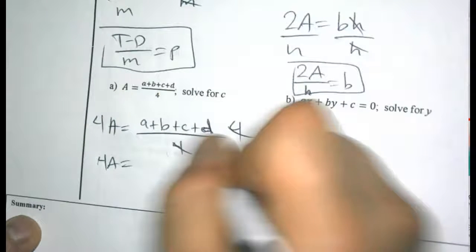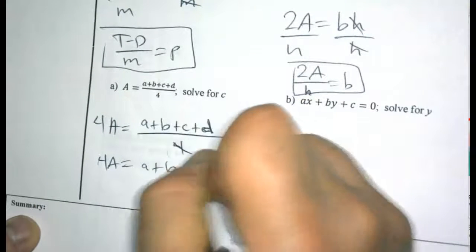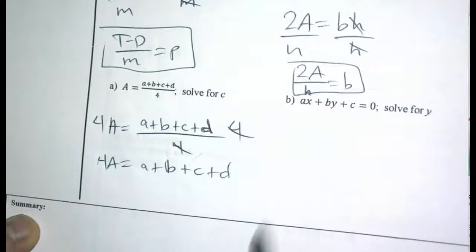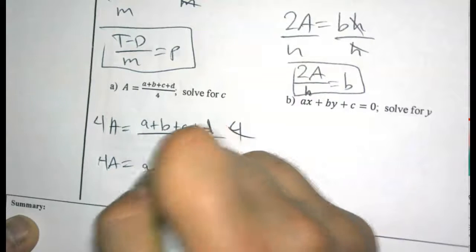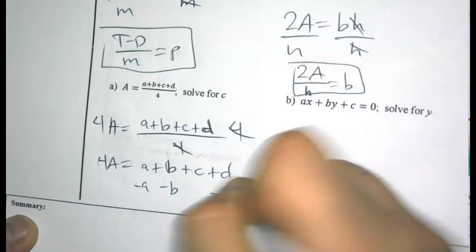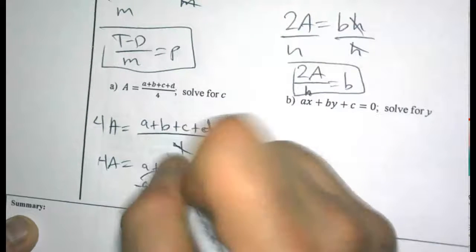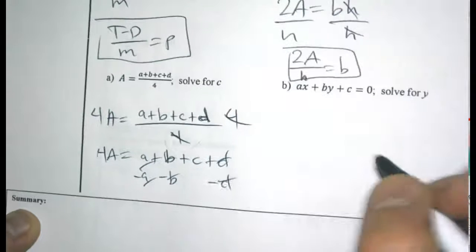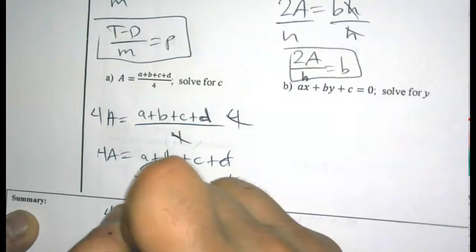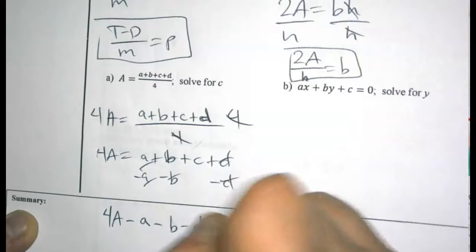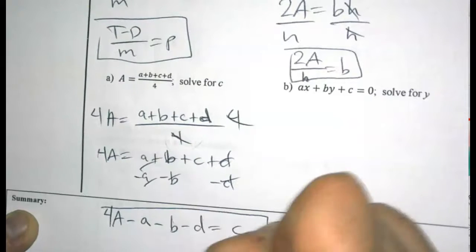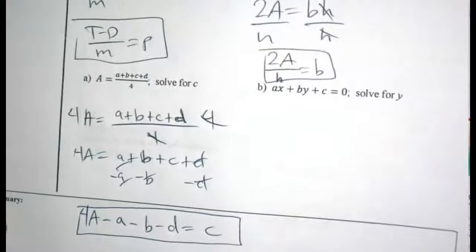If I multiply by 4 to cancel, then 4 times A is 4A. I still have a plus b plus c plus d there, and I want c by itself. I'm just going to subtract everything away now because everything else is being added. I'm going to subtract a, b, and d to get c isolated, which will leave me with 4 capital A minus a and b and d. And again, c is isolated, so c equals all that mess.